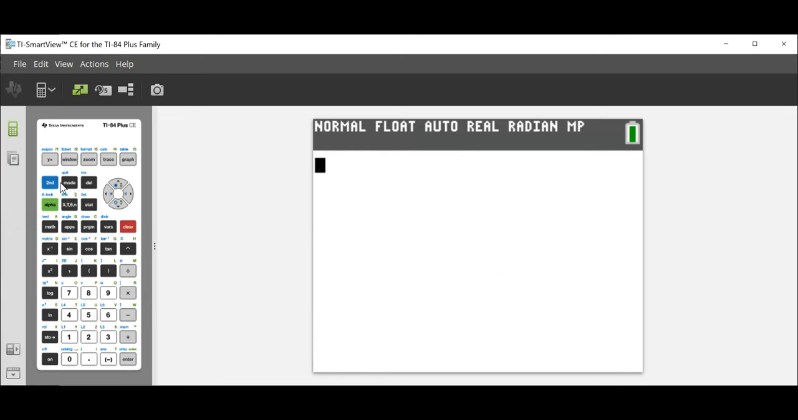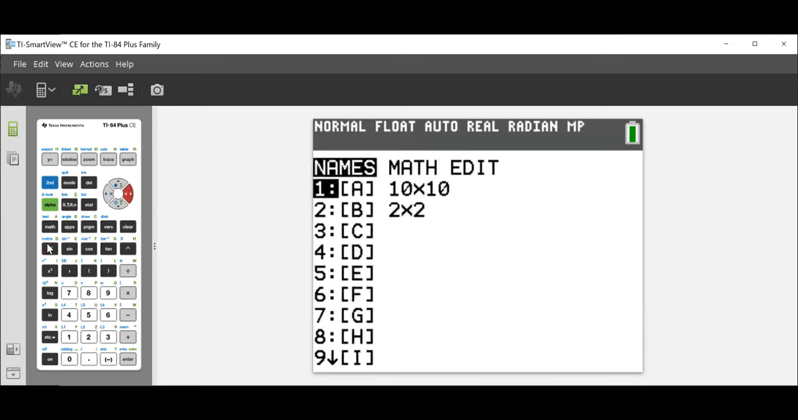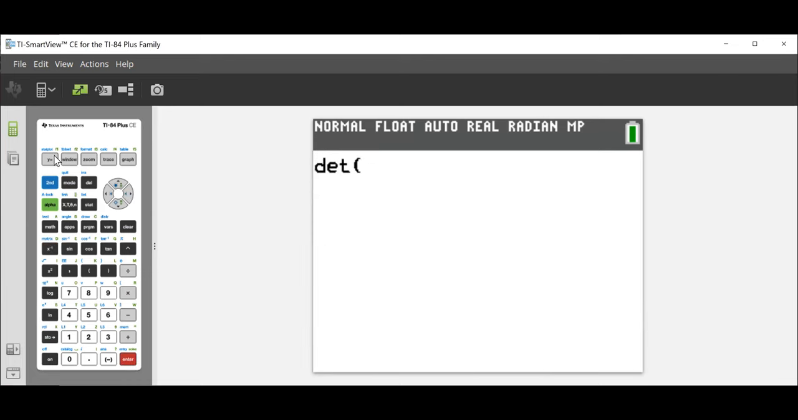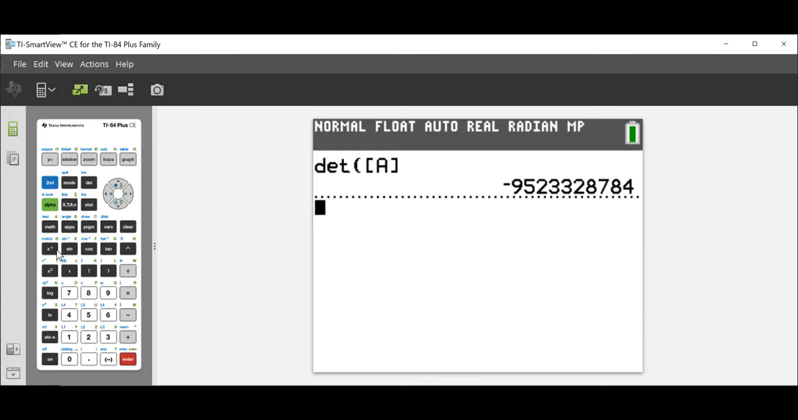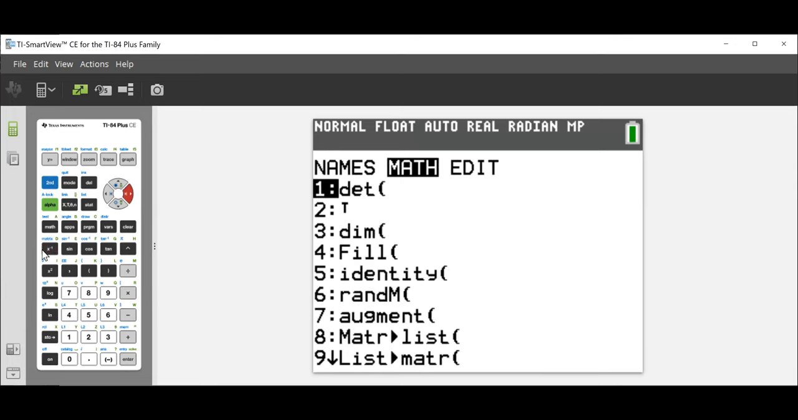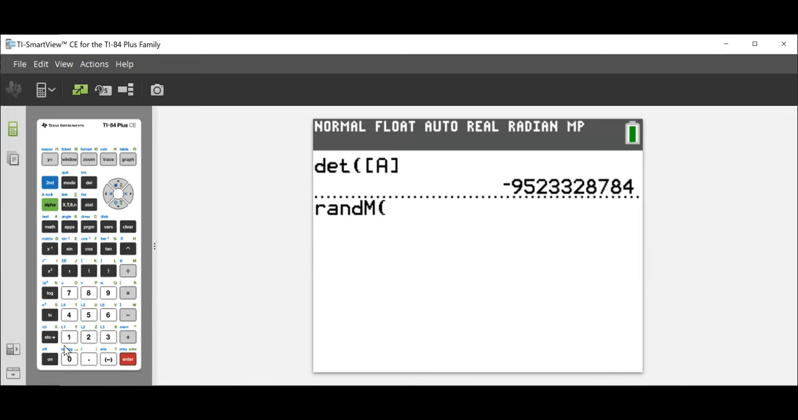And now let's see if our calculator wants to find the determinant of a 10 by 10 matrix. Not bad at all. It only took me 2 years. Yeah. Point is, I am just kind of messing around, but my curiosity is piqued.